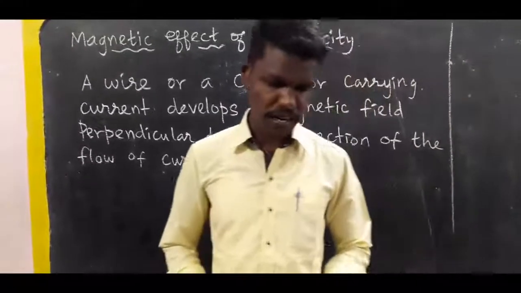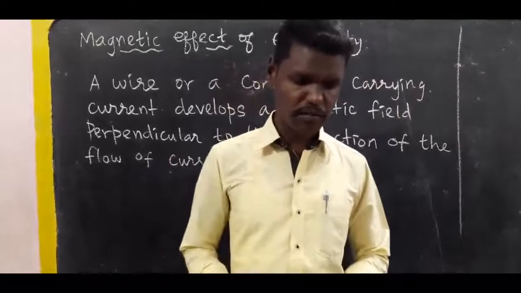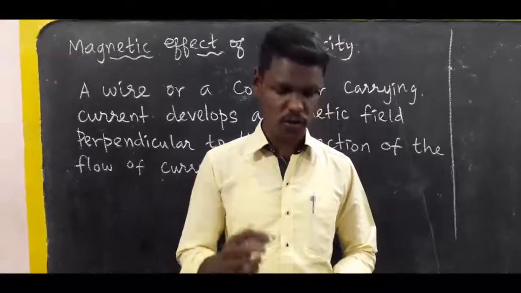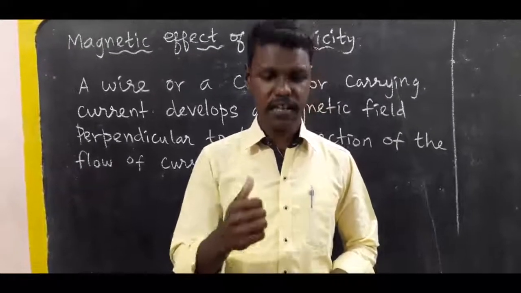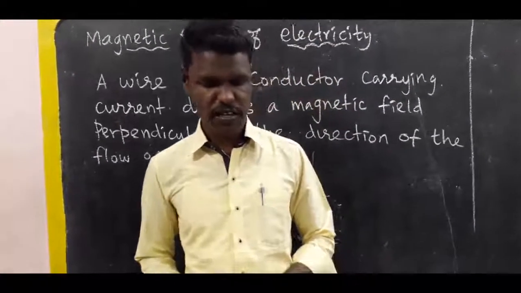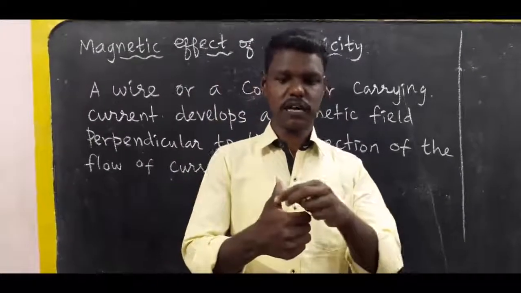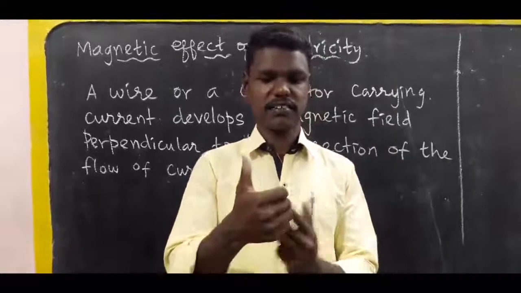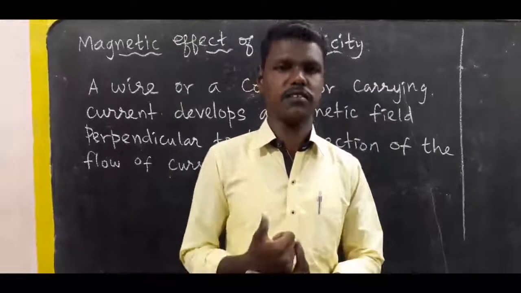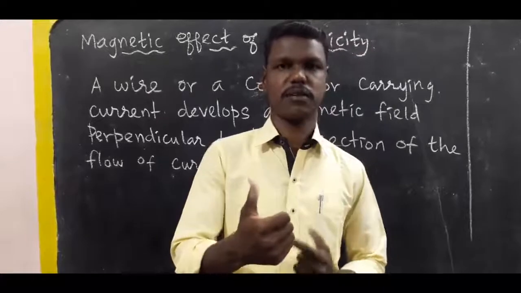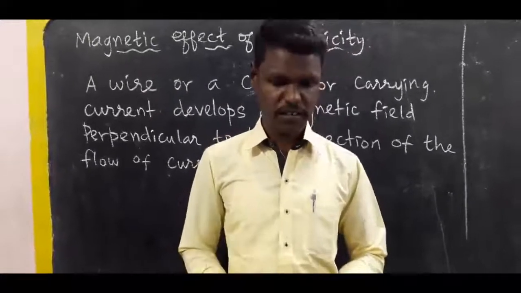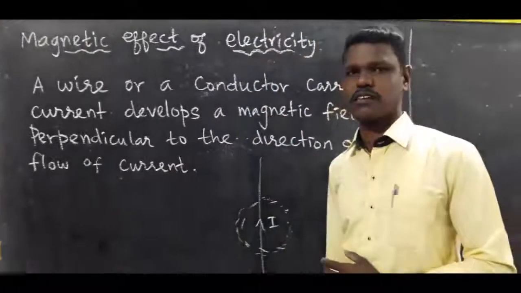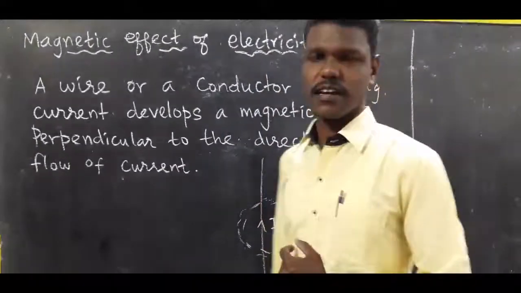So the direction of current is shown by the right hand thumb, and the direction of the magnetic field is shown by the other fingers of the same right hand. The thumb denotes the direction of current, and the curled fingers denote the magnetic field. This concept is given in the book itself, the magnetic effect of electricity.